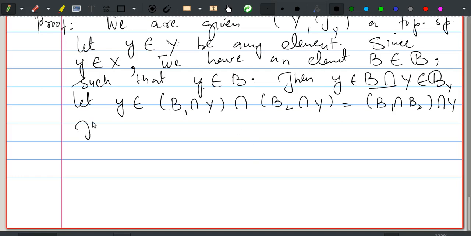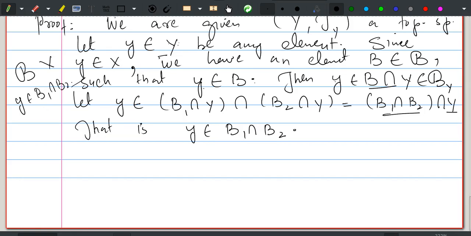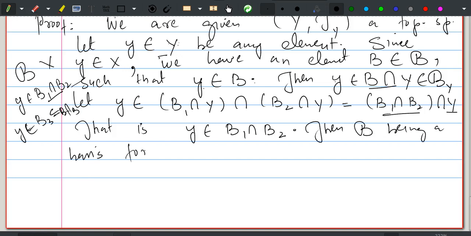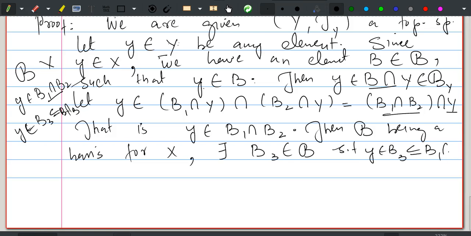So that is, y is in this intersection as well as in Y. So that is, y is in B1 intersection B2. Now note that fancy B is a basis for X, and we are given that y is in the intersection of two basic elements of X. So there is some B3 such that y is in B3 and this B3 is contained in this intersection. So then, B being a basis for X, there exists B3 in fancy B such that y is in B3 and is contained in B1 intersection B2.